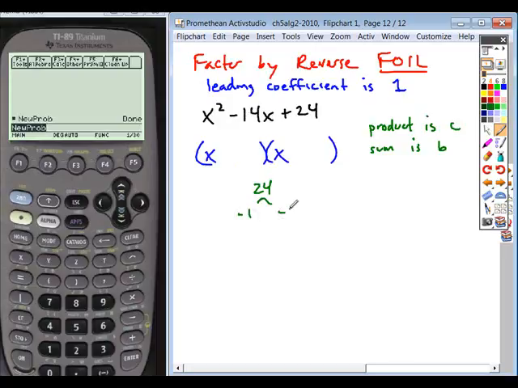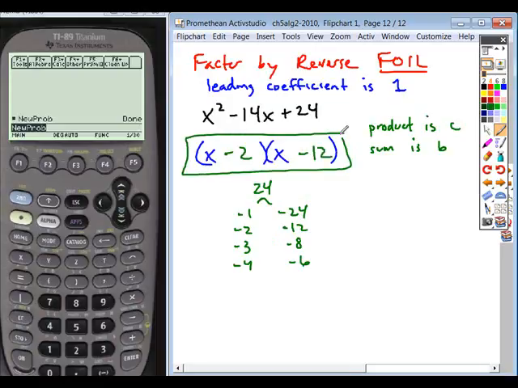So you can take negative 1 and negative 24, negative 2 and negative 12, negative 3 and negative 8, negative 4 and negative 6, and then it just cycles back through those same pairs, right? Okay, so we look for which of these have a combined sum of negative 14. We get negative 2 and negative 12, and so those are the factors for this expression.